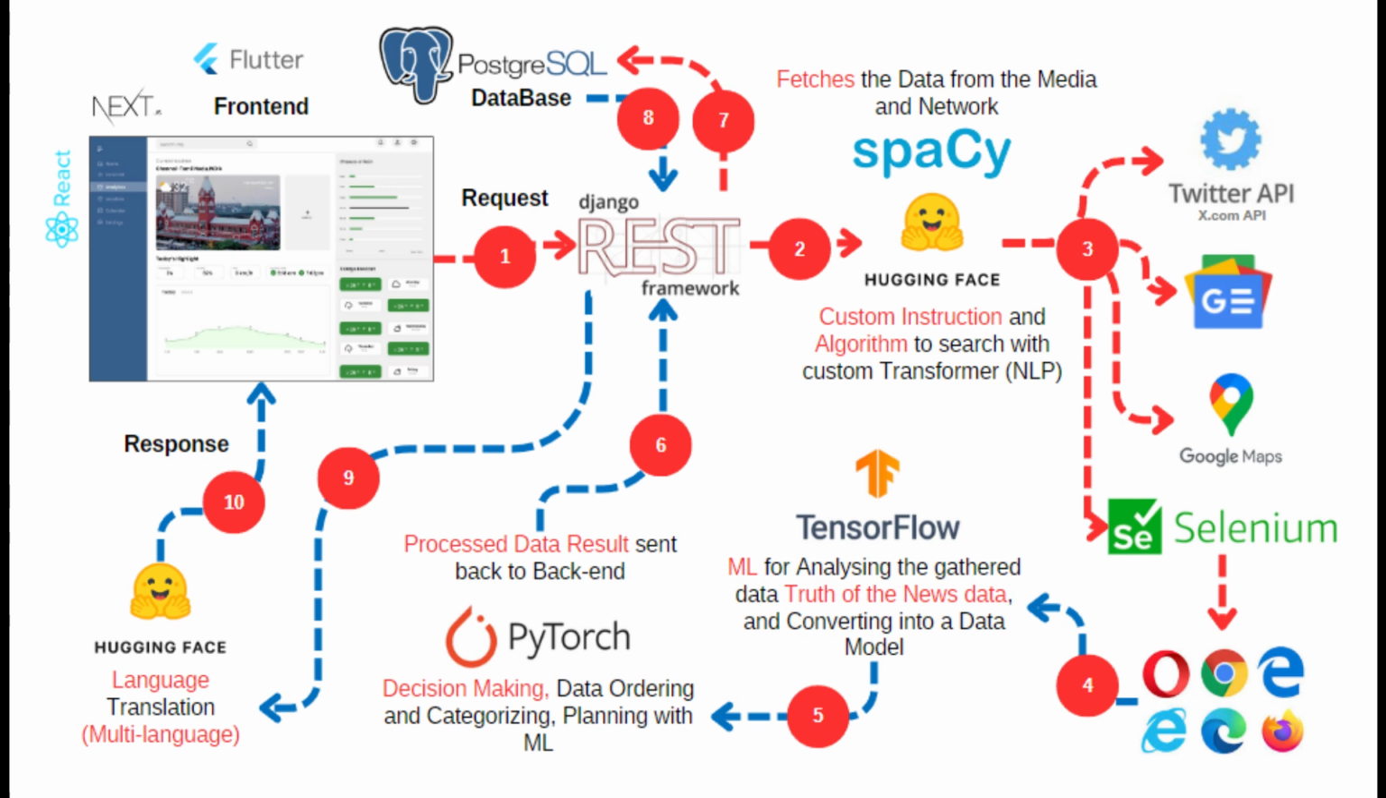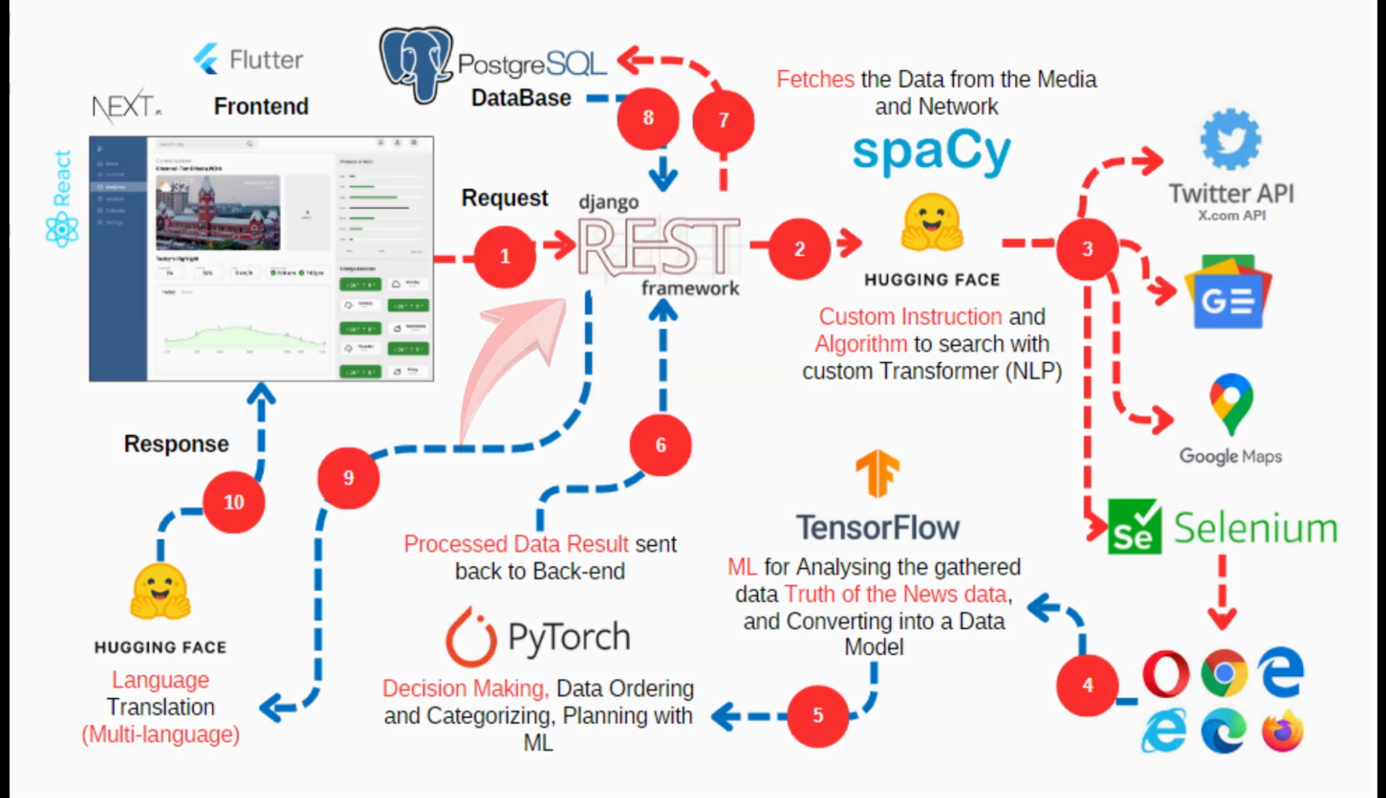Step 1. Request initiated. The request begins at the front end, which is built using frameworks like React, Next.js, or Flutter. The user interacts with the interface to request disaster-related data. The request is passed to the Django REST framework at the backend for processing.